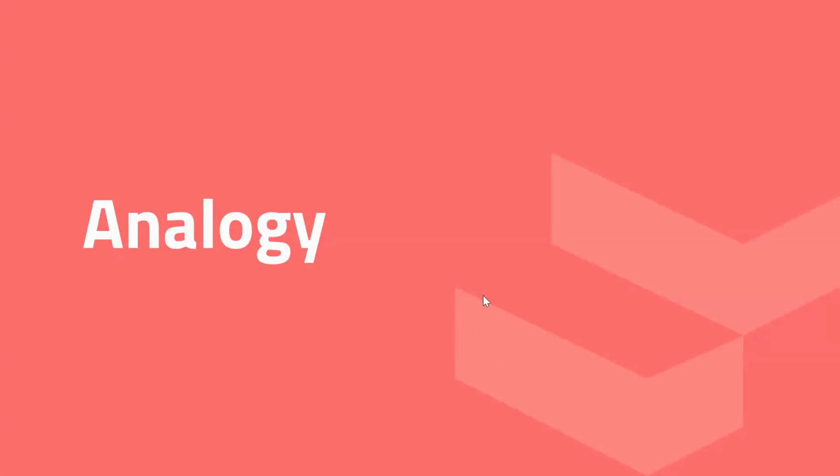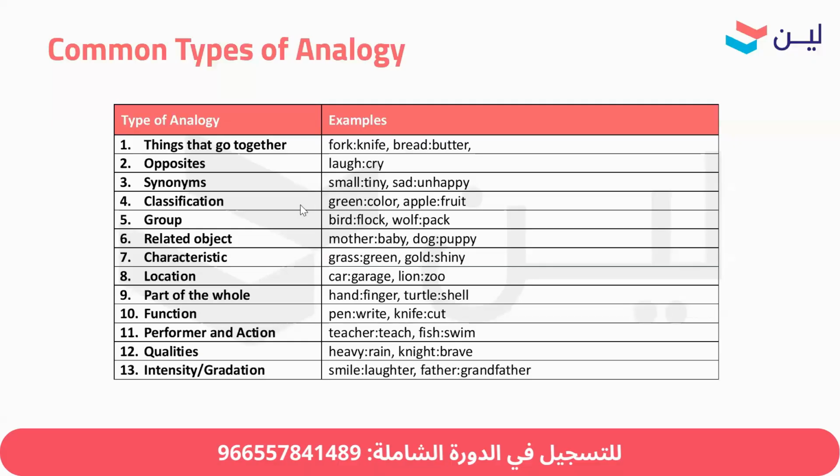So analogy in general, away from the verbal or from the GAT, means a comparison. You compare two things; there is a relation between these two things. These are the common types of analogies that we have in the GAT test. Either you have things that go together, like fork to knife, those are cutlery, bread to butter. Opposites, antonyms: laugh to cry. We have synonyms, words with similar meanings: small to tiny, sad to unhappy.